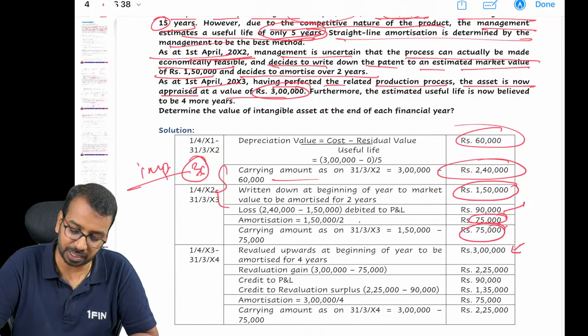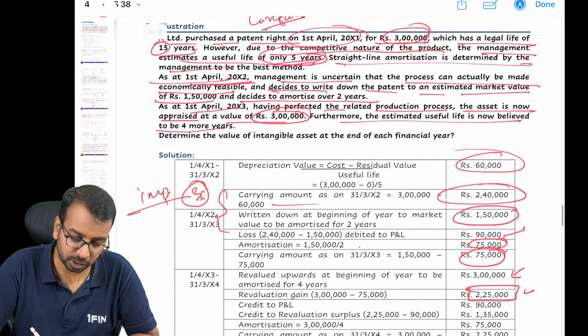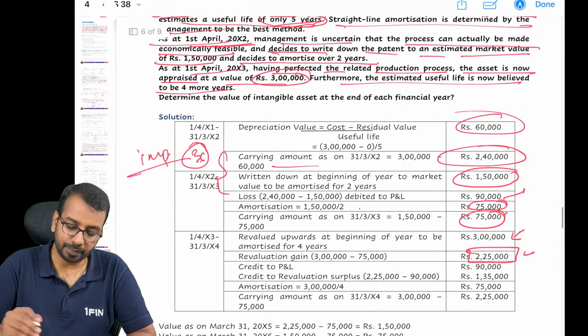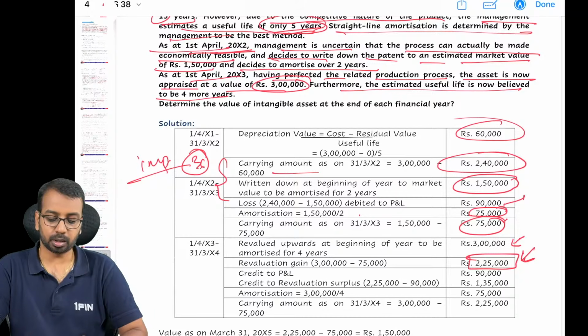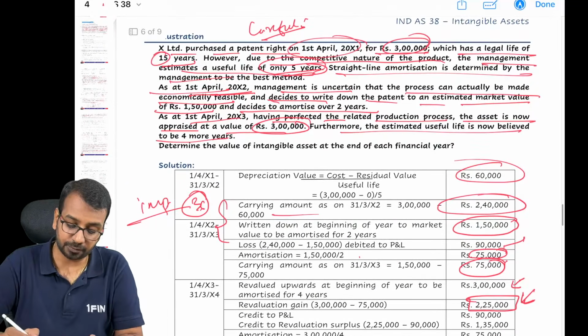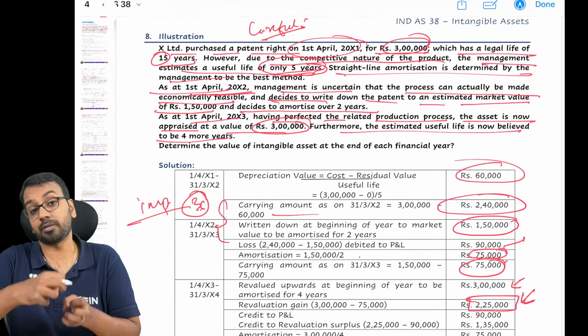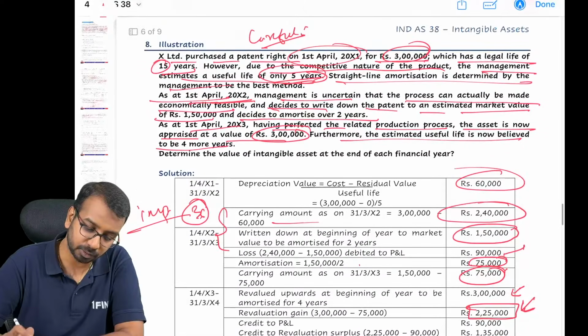Carrying amount was how much? 75,000. This 2,25,000 will be reversed. The estimated useful life is now believed to be 4 more years. Now, whenever you are reversing this gain, you have to be careful as to what is the maximum amount of revaluation that can happen. So that is one thing you have to consider.